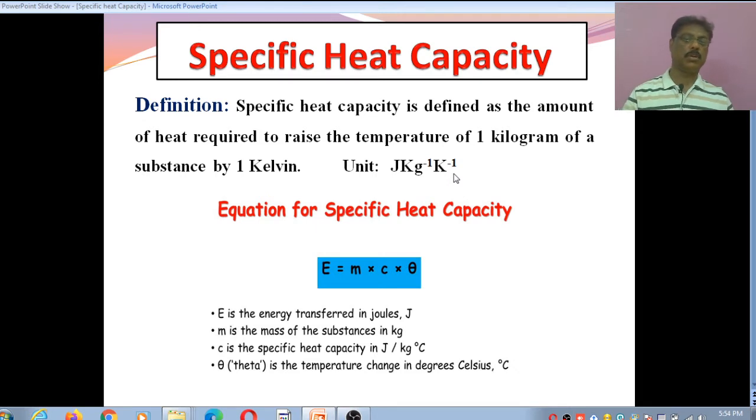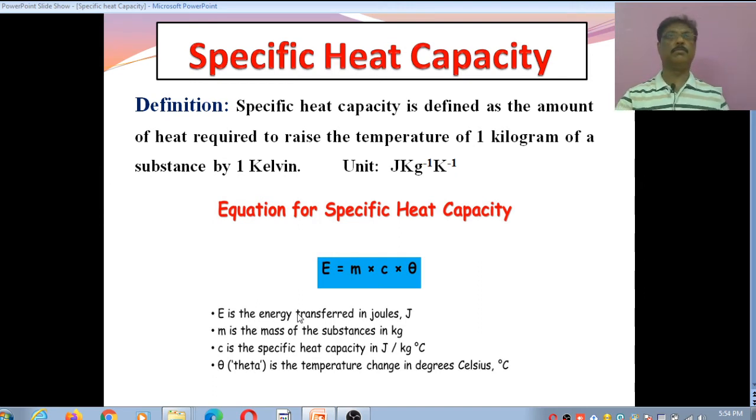Now we must know the basic equation for specific heat capacity. The equation is E = mcθ. E = mcθ is the basic equation of specific heat capacity, and we must define each and every term. First, E is the energy transferred, in joules.